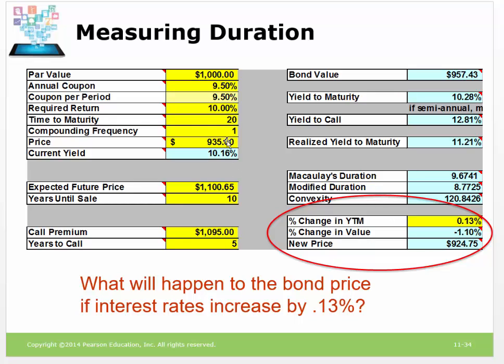So if you have this particular bond that we've been talking about, and if interest rates go up by 0.13%, then the change in value is going to be negative 1.1%. So with an increase of 0.13, we know if rates are going up, bond prices are going down. So the new price of this bond is going to go from 935 to 924.75. It's going to decrease by 1.1%. So that makes sense. What would happen if interest rates dropped by 0.13%? Well, then the change in value would be a positive 1.1%. And then we have to multiply that to figure out what the new price would be at that level.